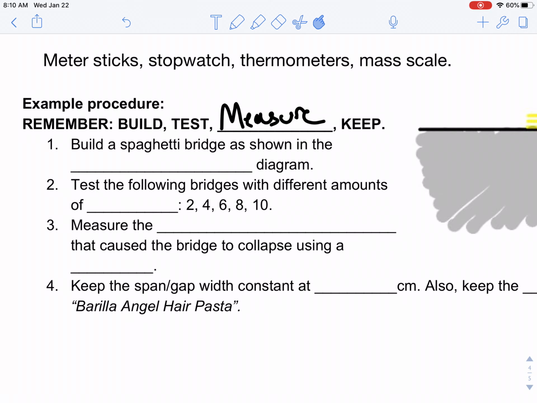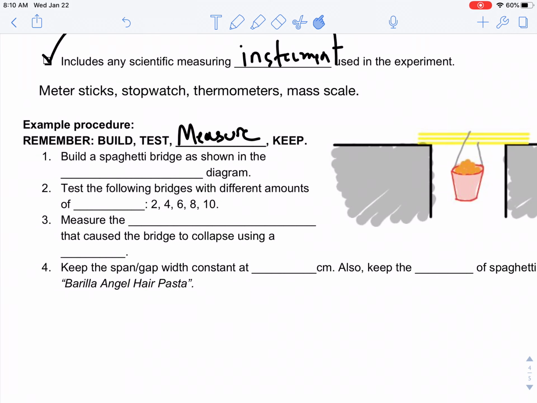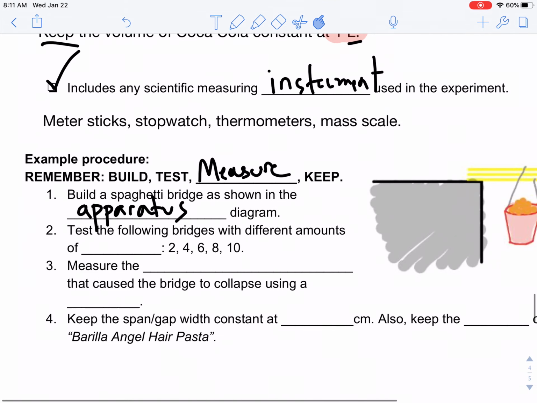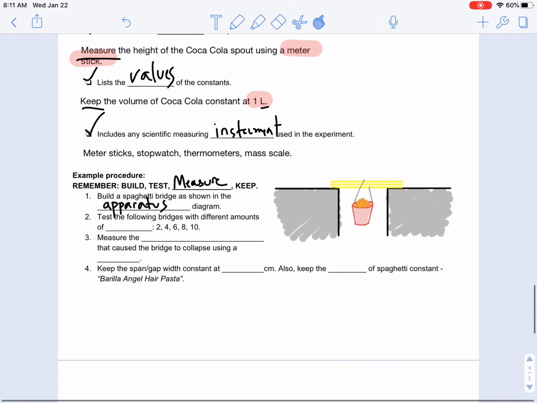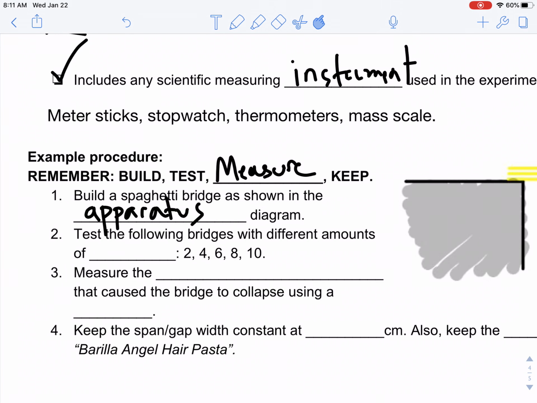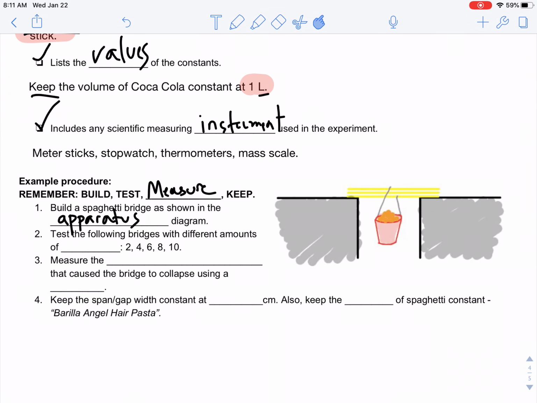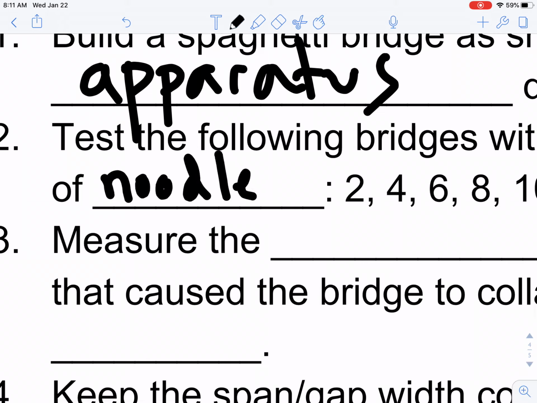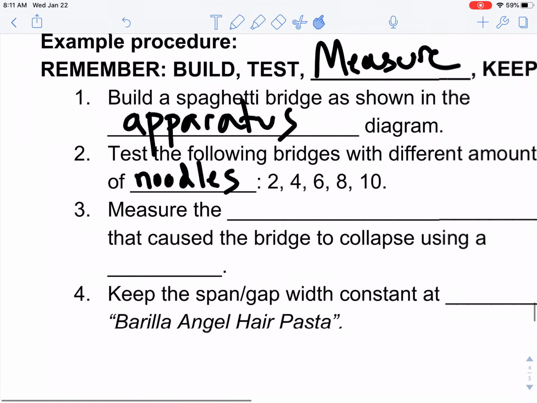All right. Build a spaghetti bridge as shown in the apparatus diagram. And remember, apparatus just means the experimental setup. That was super simple. I just said, look at the diagram and build that. Fine. That's fine for step number 1. Test the following bridges with different amounts of 2, 4, 6, 8, 10. In our case, we're changing the number of spaghetti with different amounts of noodles. We're testing 2 noodles, 4 noodles, 6 noodles, 8 noodles, 10 noodles.